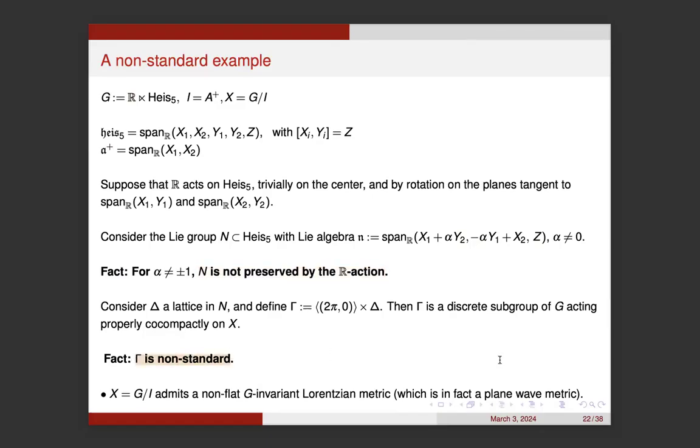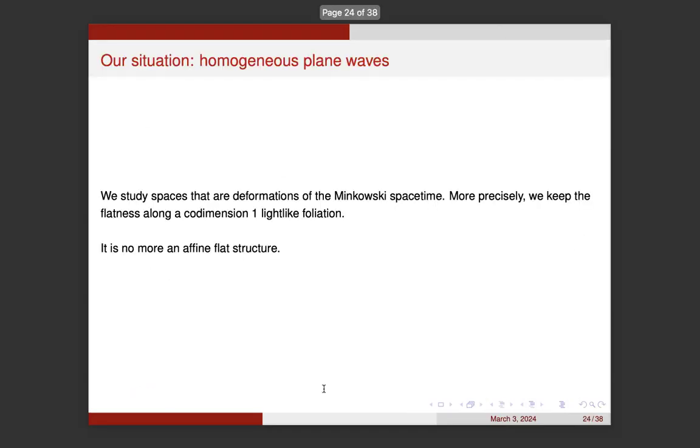And in fact, this homogeneous space admits a non-flat J-invariant Lorentzian metric, and this metric is a plane wave. So now I'm going to introduce plane waves.